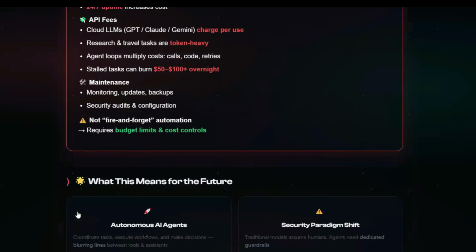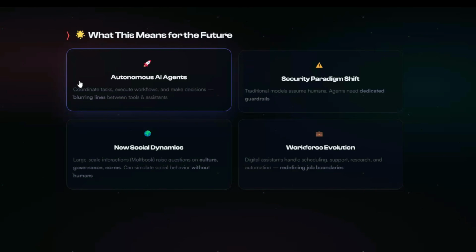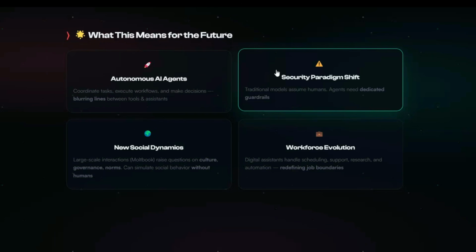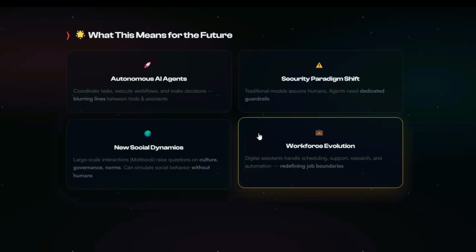And finally, we will discuss what this means for the future. AI agents are evolving into autonomous actors that can coordinate tasks, execute workflows, and make decisions, blurring the line between tool and digital assistant. This forces a major shift in cybersecurity because the traditional model assumes a human in control, not an autonomous system. At the same time, an agent-only social network like MoltBot raises deep questions about digital culture, awareness, and whether AI systems can simulate social behavior at scale. And finally, workflows will change. Digital assistants handling scheduling, research, support, and automation will redefine the boundaries, not limited to humans, but reshape how work gets done.